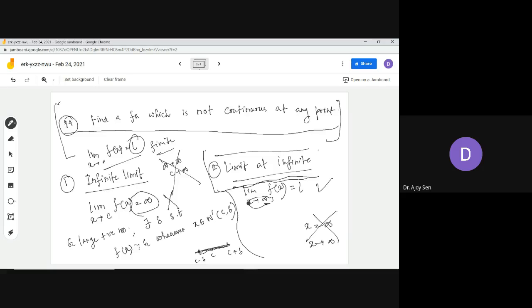বোঝা গেছে? হ্যাঁ স্যার। আর কিছু নেই তো, প্রবলেম নেই তো?